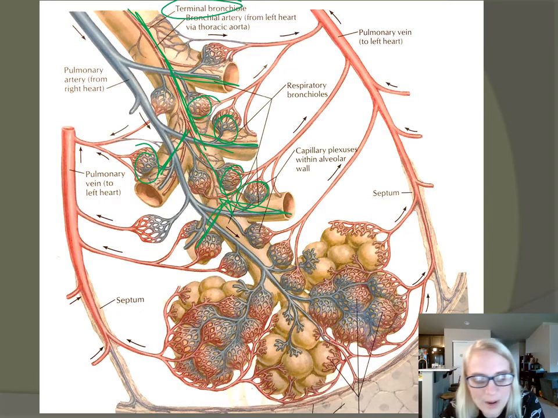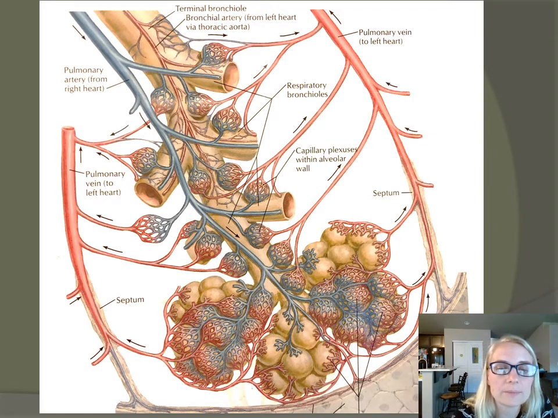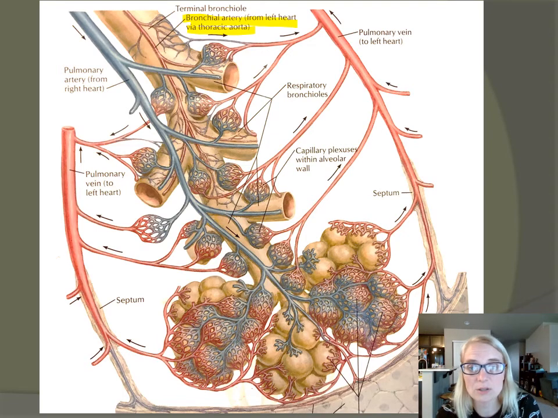But that's not what I want to call your attention to. What I want you to see are the systemic arteries. Let's see, get that highlighter back. That seems to work pretty good. So if we take a look right here, bronchial, ooh, that is not good. Let's get yellow. Black highlighter doesn't work. So the bronchial artery is part of the systemic circulation, right? So from the left heart via the thoracic artery.